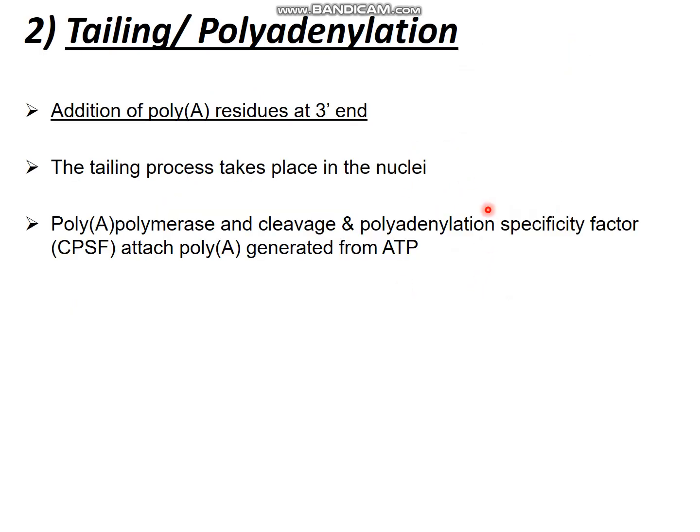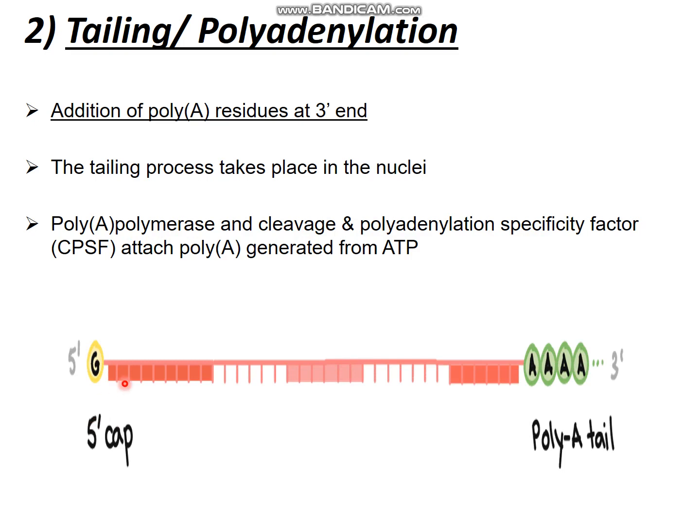Now let's study the second post-transcriptional modification, that is tailing or polyadenylation. It is the addition of the poly-A residues at the 3' end, which occurs in the nucleus by enzymes like poly-A polymerase and CPSF, which stands for cleavage and polyadenylation specificity factor, which together attach the poly-A tail generated from ATP. This figure shows a eukaryotic mRNA with a 5' end cap and a 3' end polyadenylated.